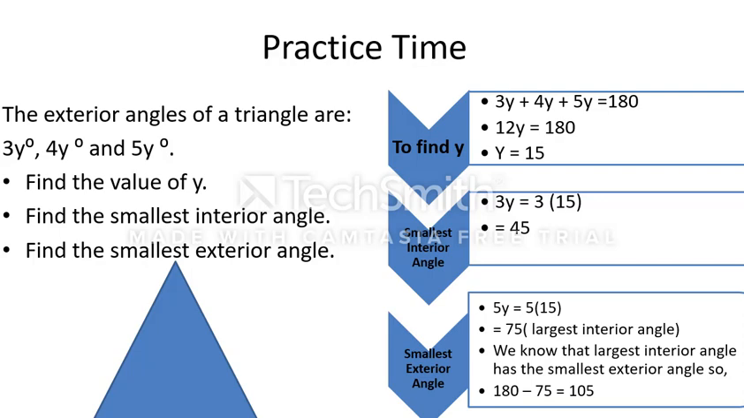Next, we want to find the smallest exterior angle. So the exterior angle will be smallest if the interior angle is the largest, as we know that the largest interior angle has the smallest exterior angle. So in this case, the largest interior angle is 5y degrees, which equals 75 degrees. And when we subtract it from 180, we got 105 degrees, which is the smallest exterior angle of the given triangle.